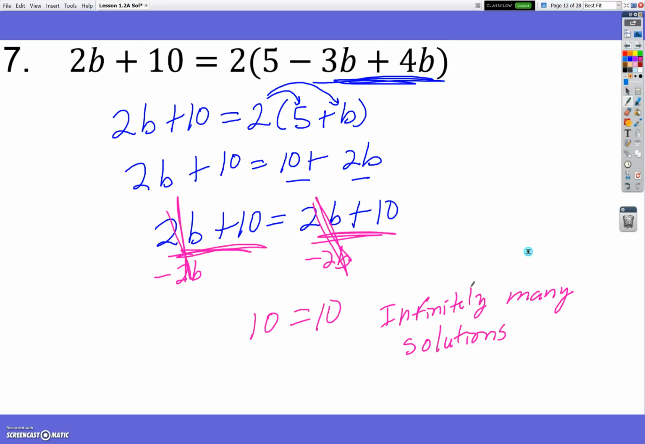What this means is you can plug in any number into this equation and you will get the correct answer. It's similar to having x plus 1 is equal to x plus 1. No matter what number I plug in for my x's, I'll always get the same answer on both sides of the equal sign.